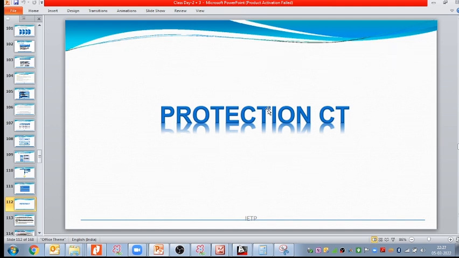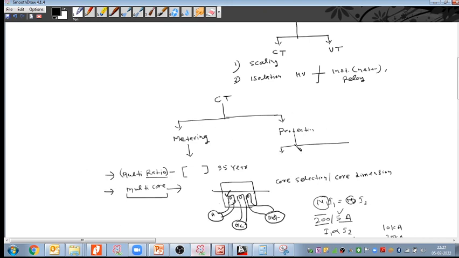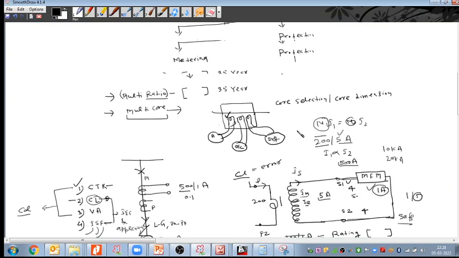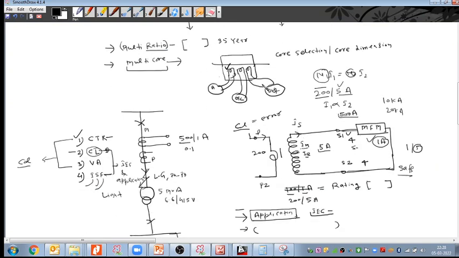and let us try to understand the difference between the protection CT core and the metering CT core. What is the difference between the two? The metering CT core we have discussed, and in CT sizing we basically do different core sizing. Metering core sizing we have discussed. Let us go to the protection core sizing and understand the difference between the metering core and the protection core. Yes, accuracy is one factor.